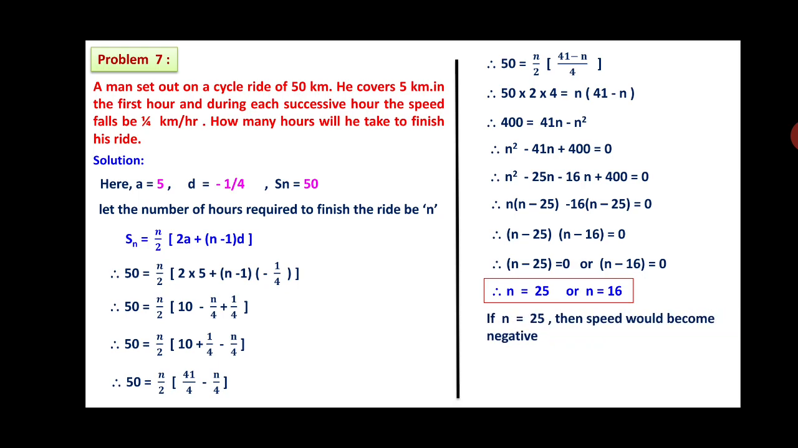Friends, here if you are considering n is equal to 25, then speed will become negative. So speed should not be negative, it is non-acceptable. Therefore, n is equal to, you have to consider 16. So this man will take 16 hours to finish the ride.